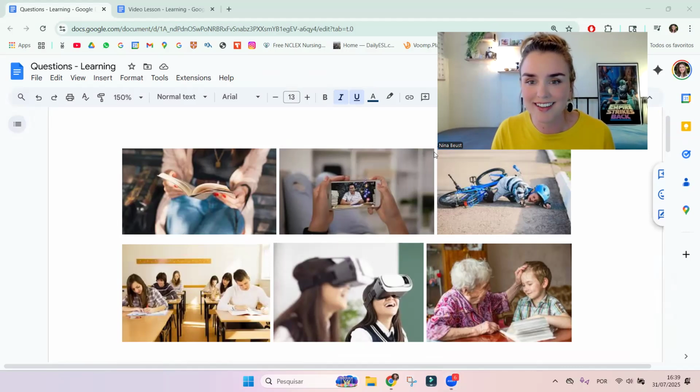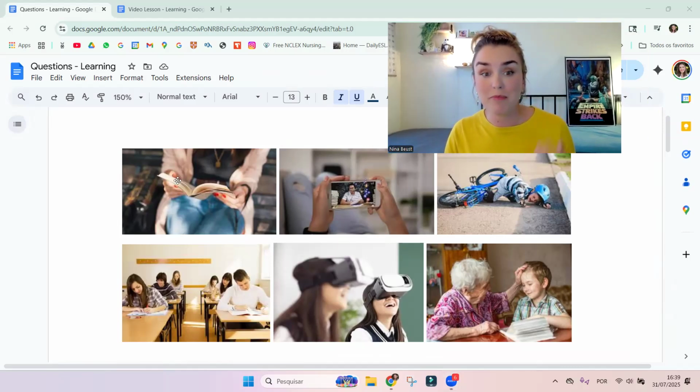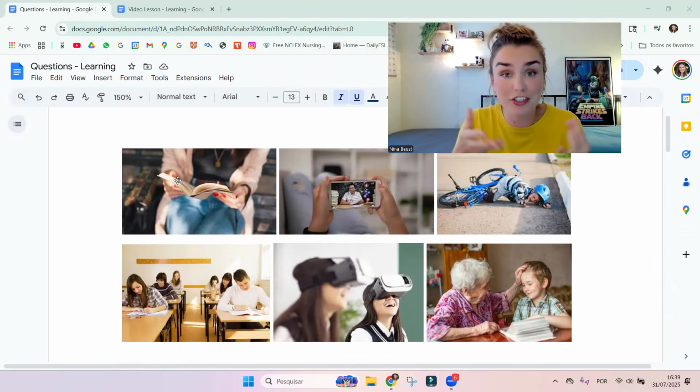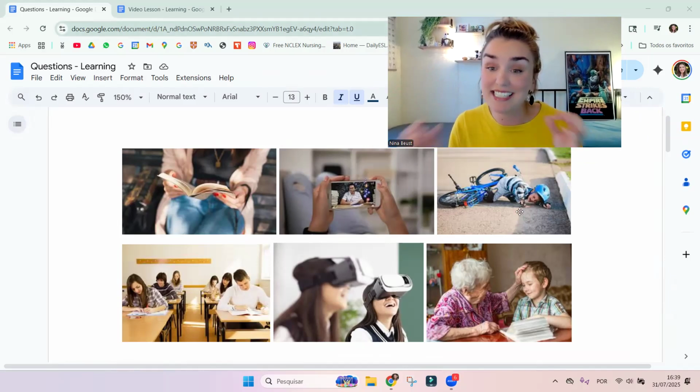Take a look at these pictures here. What do they represent? They're all showing people learning somehow by reading books, by watching online videos, maybe here on YouTube, maybe on another platform. Here we have a kid, right? Riding a bike and definitely learning an important lesson. So what are the things that we only learn with hands-on experience?